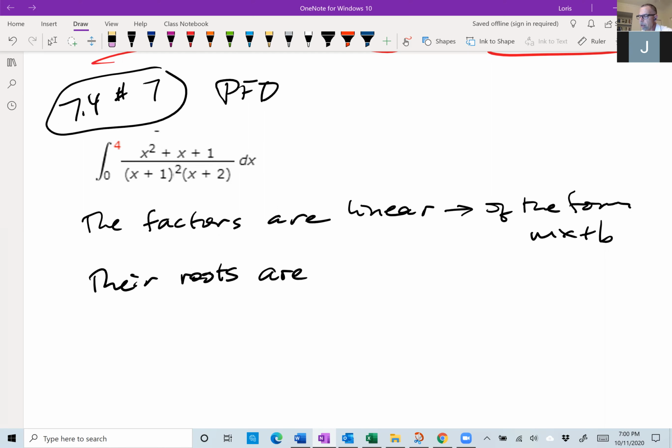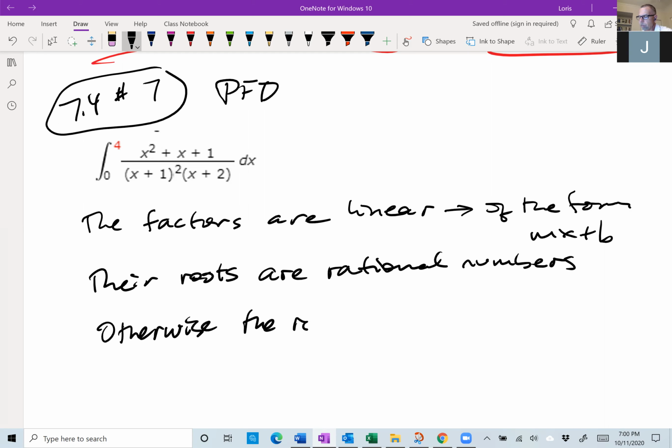Sorry, not real. They're rational numbers. What also makes them linear in a sense is that otherwise, the roots would be one of 2 options: irrational or imaginary. They have an imaginary part to them.